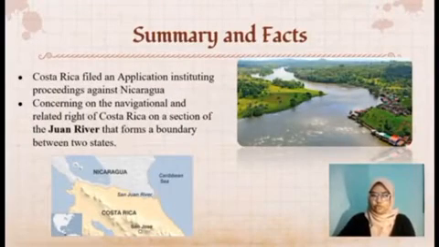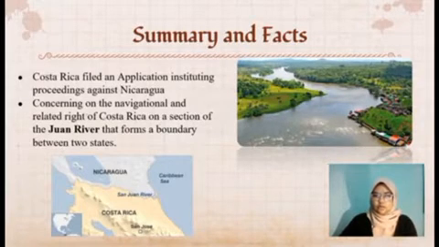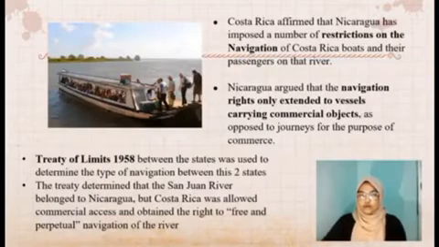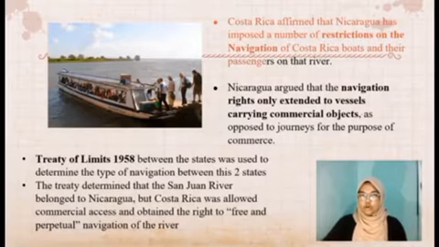This case happened because Costa Rica filed an application instituting proceedings against Nicaragua concerning the navigational and related rights on the sections of the San Juan River that form the boundary between these two states. According to the application made by Costa Rica, Nicaragua has imposed a number of restrictions on the navigation of Costa Rica's boats and their passengers on that river.